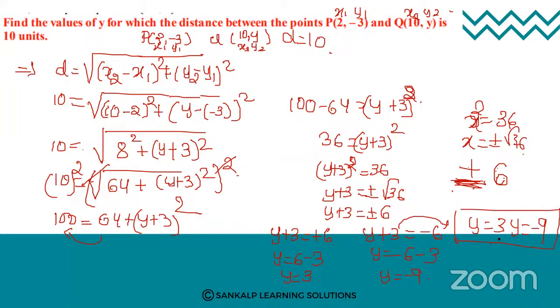These are the values of y. Therefore find the values of y. The question did not say the value, it says values of y. Therefore y values are y is equal to 3 and y is equal to minus 9. These are the values of y. Okay, so understood?